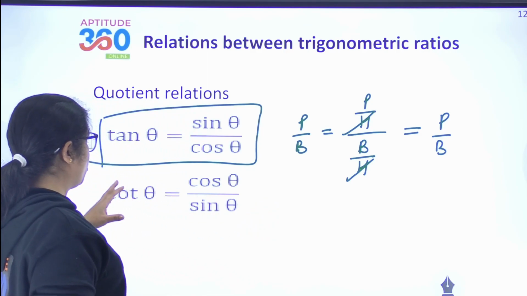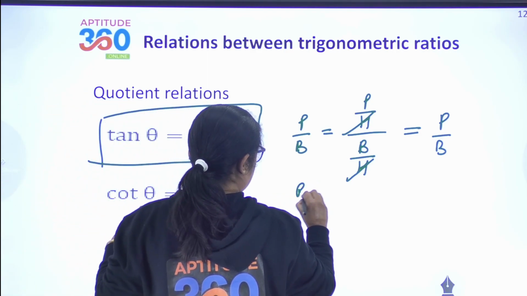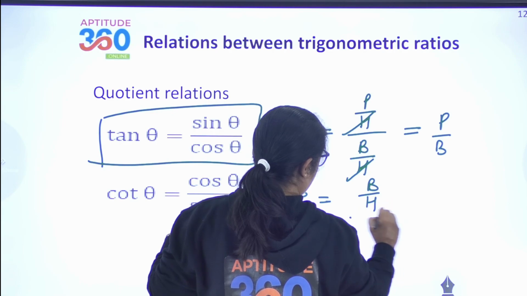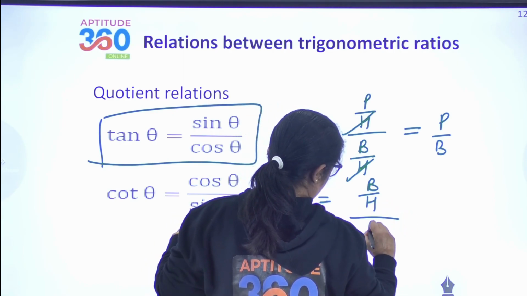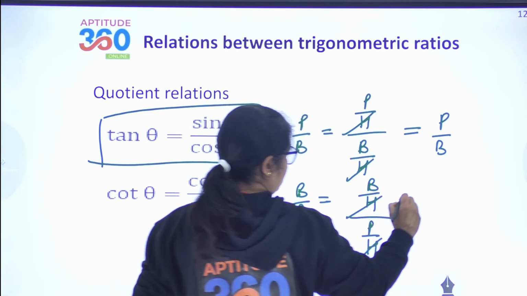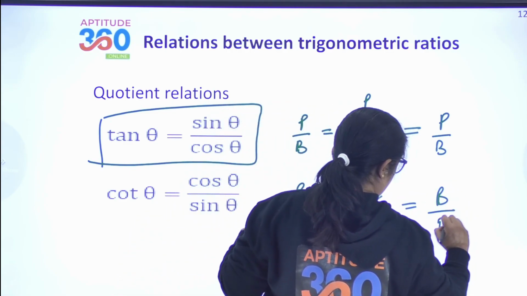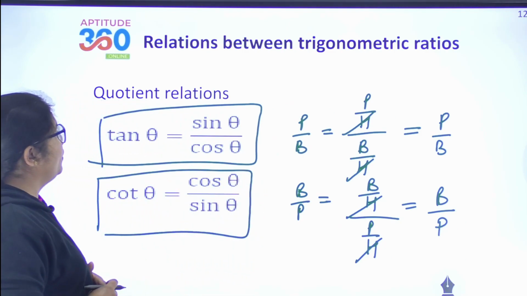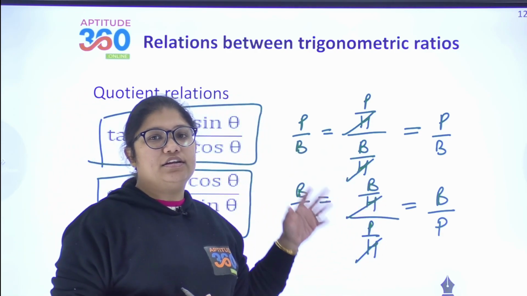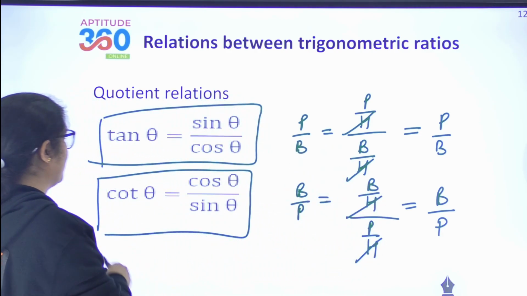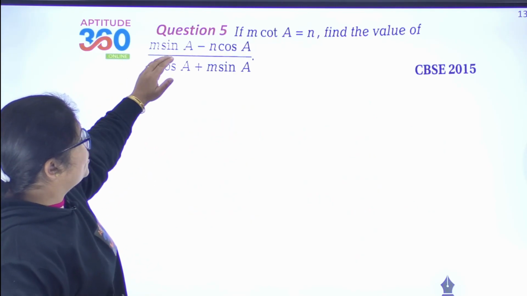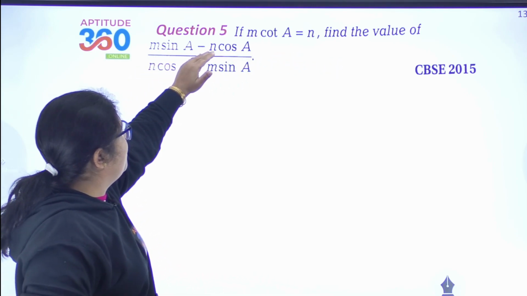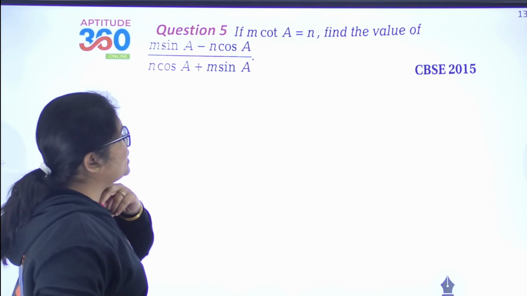It holds true. Cot theta is equal to cos theta upon sin theta, again it is base upon perpendicular. Cos is "curly brown hair", sin is "some people have". Hypotenuse gets cancelled and what is left is B upon P. So these two are the quotient relations and there are some questions that are based on these relationships. Let us try and do those questions. This question says, if m cot A is equal to n, find the value of (m sin A minus n cos A) upon (n cos A plus m sin A).